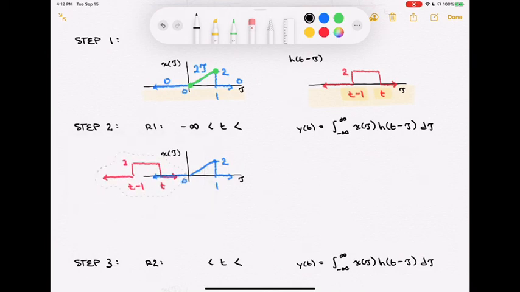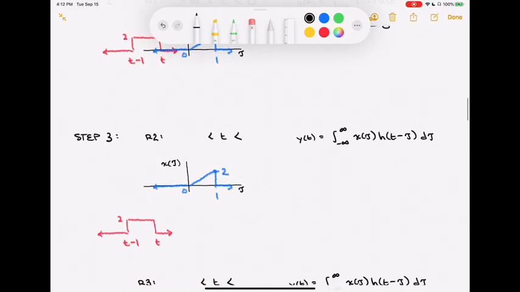For all values t less than 0, just like we did in the previous problem, we are going to have an integral of 0, which is going to give us out a 0. So this first one is pretty easy. There was no overlap between the two functions, and so we know an integral of 0 just gives us 0.